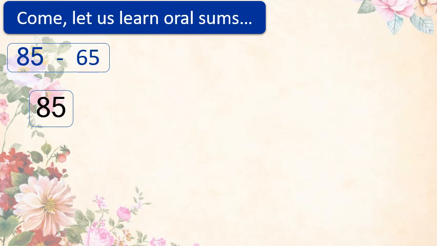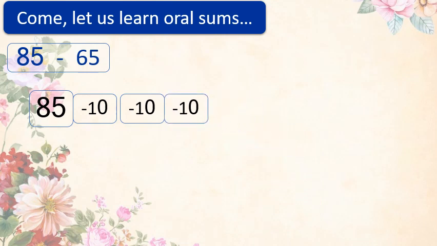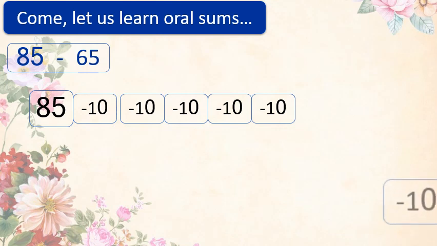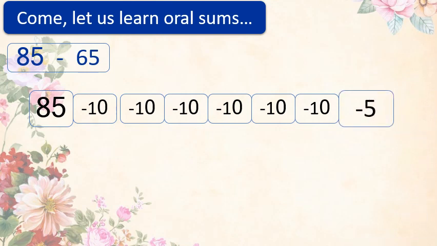So we will write how many times 10? Correct. 6 times minus 10 we will write. Minus 10, minus 10, minus 10, minus 10. 4 times over. Minus 10, fifth time. Sixth time we have written minus 10. Okay, one time we will write minus 5. Isn't it?